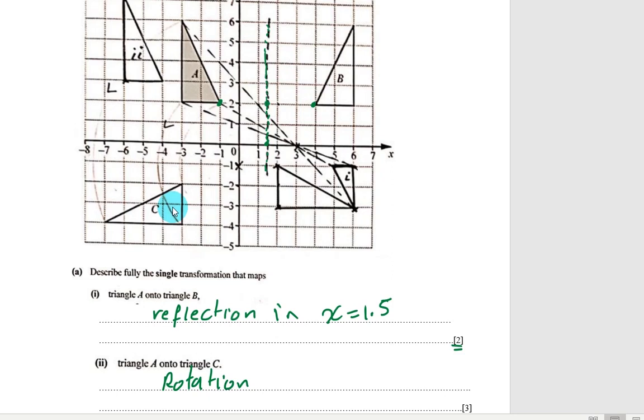Rotation, how much is this rotation? This line, this is vertical now. It became this line here. It's vertical, it became now horizontal. So this line, vertical, became horizontal, and this line, horizontal, became vertical. So the angle of rotation, and this is the second mark, is 90 degrees.